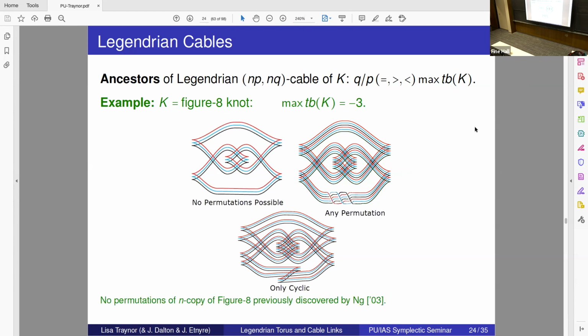And what we find here, when the ratio of Q and P is greater than the max TB, you can do any permutations. Here we can't, no permutations. When you're equal to the max TB, no, not cyclic, nothing, okay? Here you can only do cyclic, down in this case.